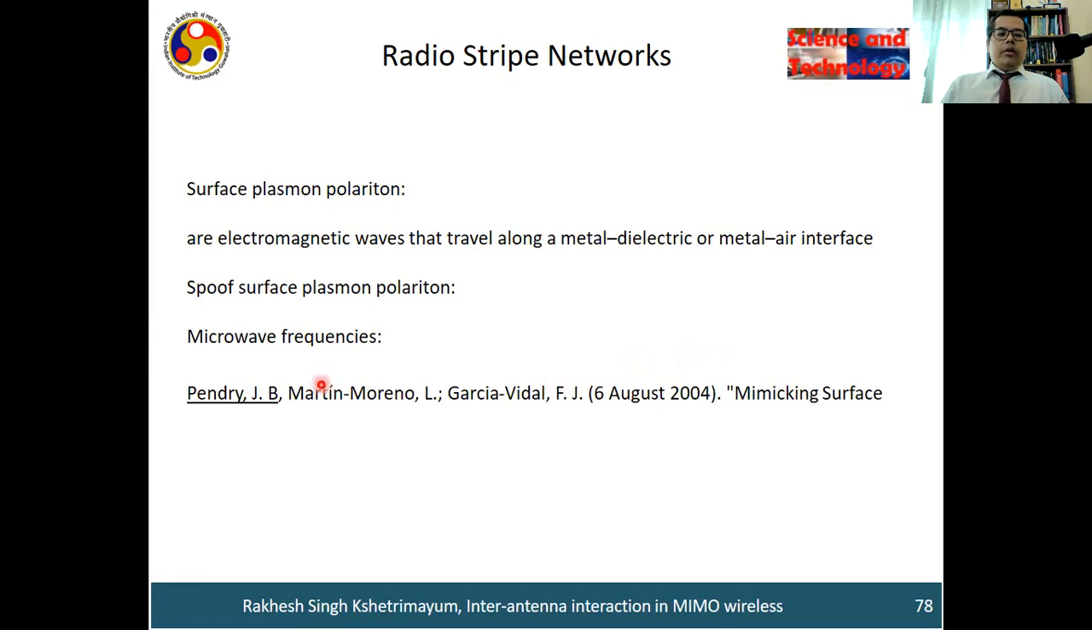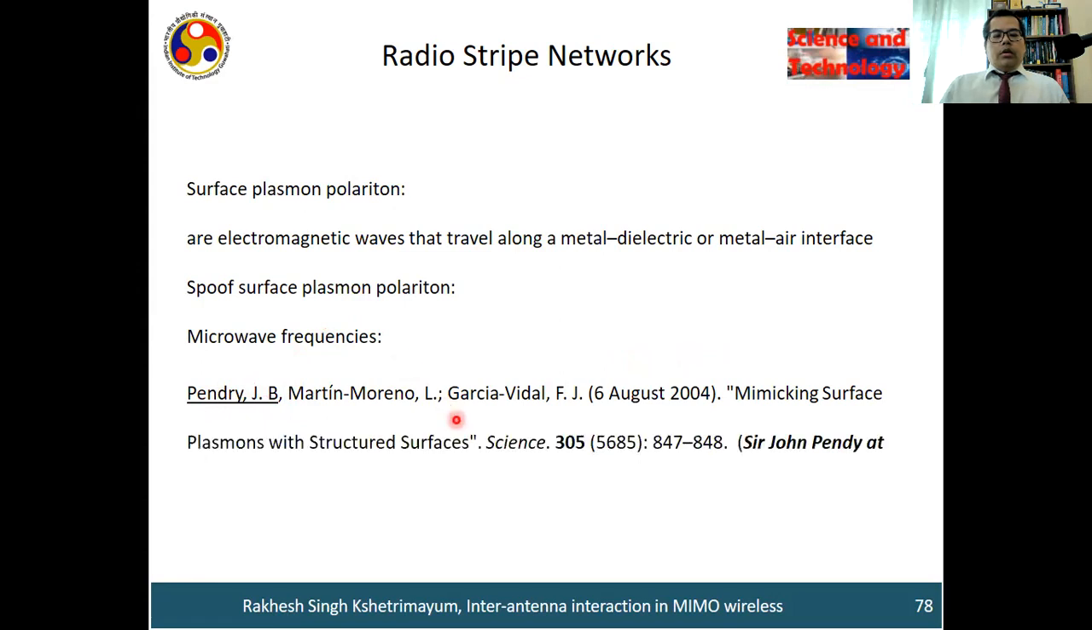Sir John Pendry is a very well-known person in the microwave community for his invention of many things like metamaterial structures or spoof surface plasmon polariton. So here in the paper in Science, Mimicking Surface Plasmons with Structured Surfaces, he has proposed that this surface plasmon polariton can also exist in microwave frequency, and you can observe that this single paper in Science by Sir John Pendry from Imperial College London has 2,857 citations. So this kind of paper has very high impact.